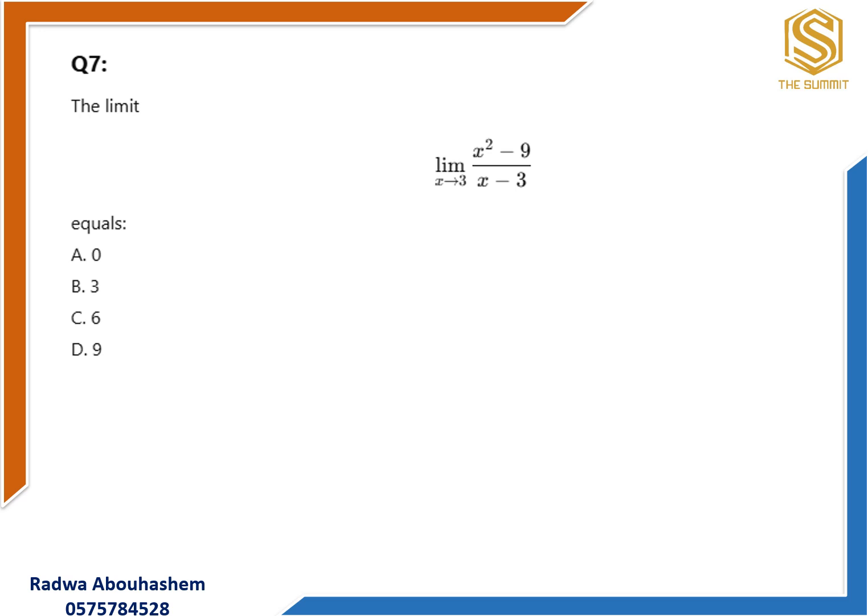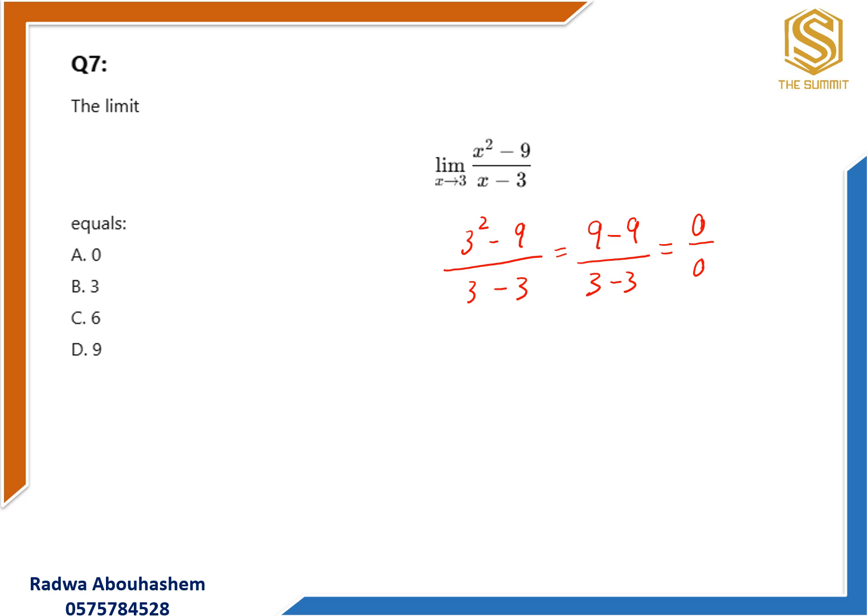Now question number 7, the limit of this expression when x approaches 3. First step, direct substitution. So let's substitute. 3 power 2 minus 9 over 3 minus 3. 3 power 2 equals 9. 9 minus 9 over 3 minus 3, so it's 0 over 0. Now this is an indeterminate form. So this means maybe I have to factorize, maybe I have to multiply by the conjugate, or use L'Hopital's rule or the derivative. Okay, I'm gonna solve it in two ways here just for your understanding.